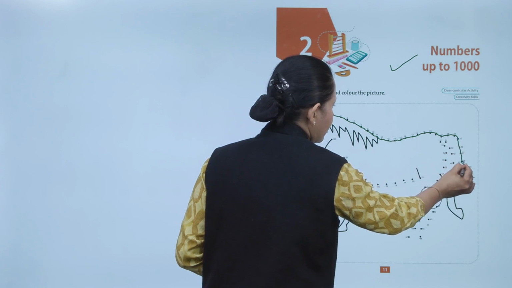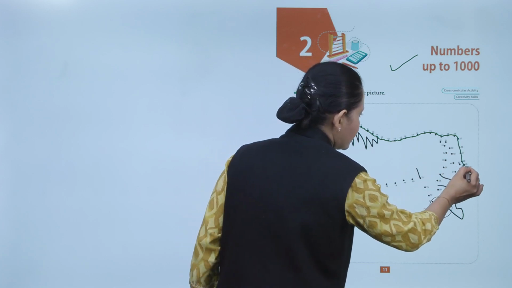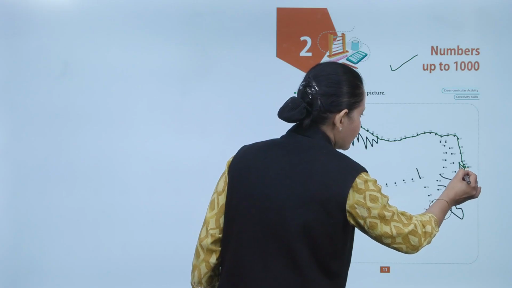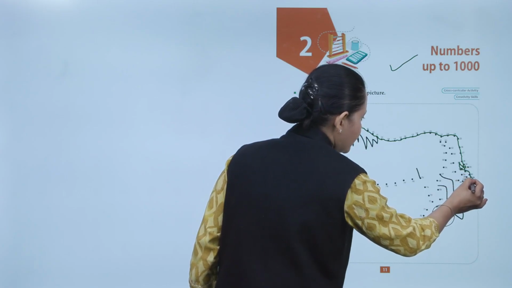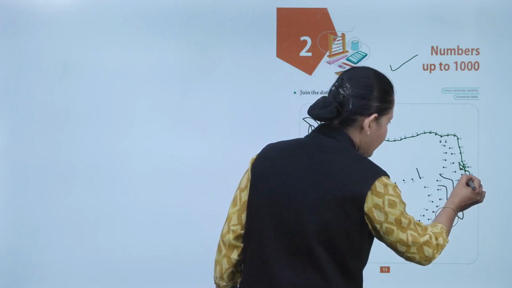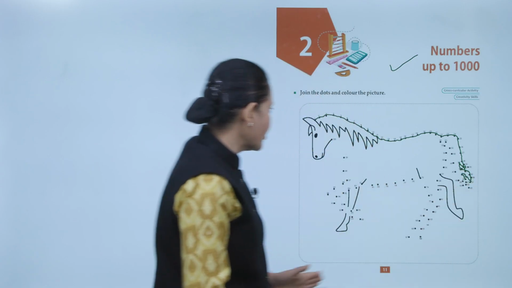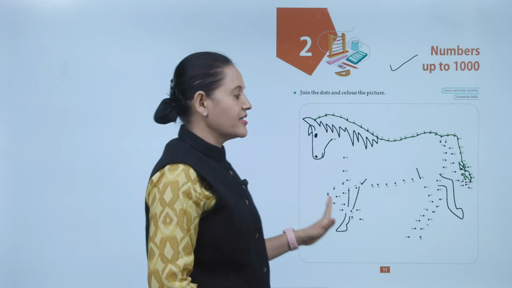26, 27, 28, 29, then 30, 31, 32, 33, 34, 35, 36, 37, then 38, 39, 40 like this. You will join the dots and see what picture is drawn here and color it nicely. Okay.